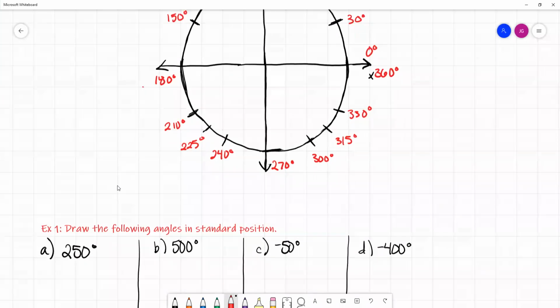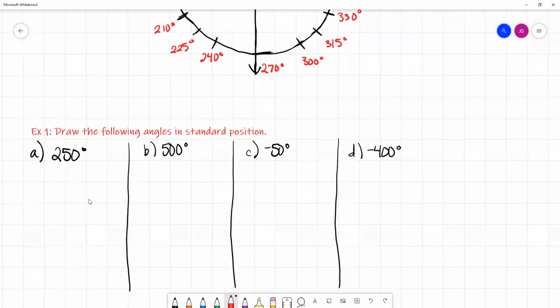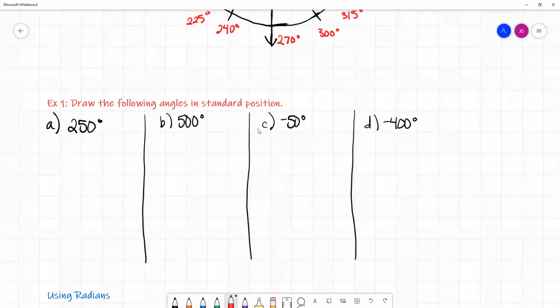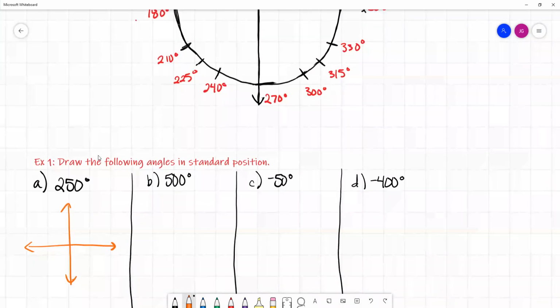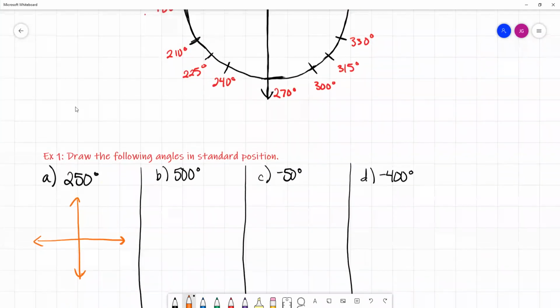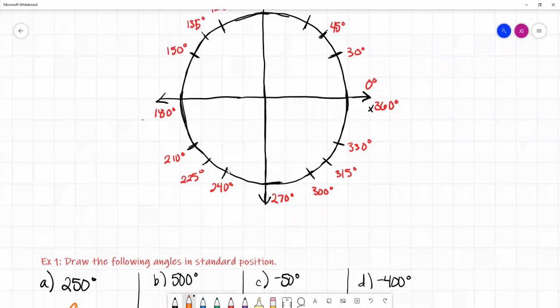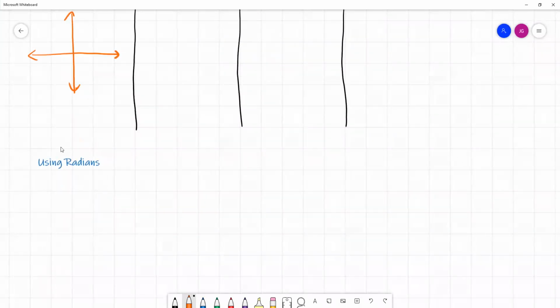All right, so let's just use that as our guide for this first example. Draw the following angles in standard position. We're going to draw some negative ones as well. We'll see what that means in a little bit. To draw these angles, we're going to draw ourselves a little coordinate plane first. When you're drawing the angles, you don't have to redraw this entire circle. I'm just going to look for the one angle, right? So 250, if I look at my little guide here, here's 240 and here's 270. So it's going to be somewhere in this area.